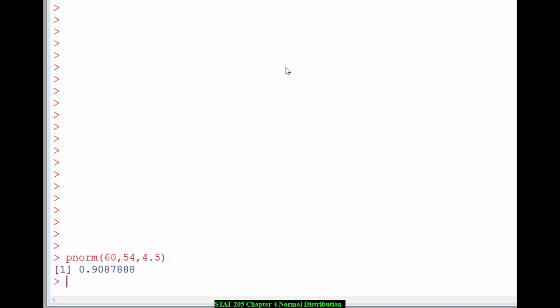So we'll type in our statement right here, and it should give us pnorm of 60 centered at 54 with a standard deviation of 4.5 minus pnorm of, what was it, 50? Okay, with a mean of 54 and a standard deviation of 4.5. See if I typed everything in correctly. I think I did. And I'm getting 0.7218 or 0.722.